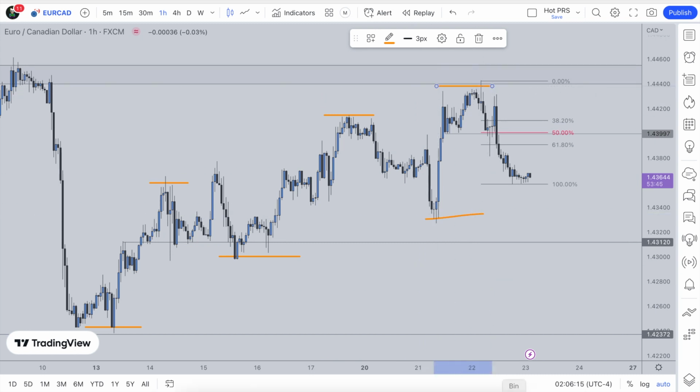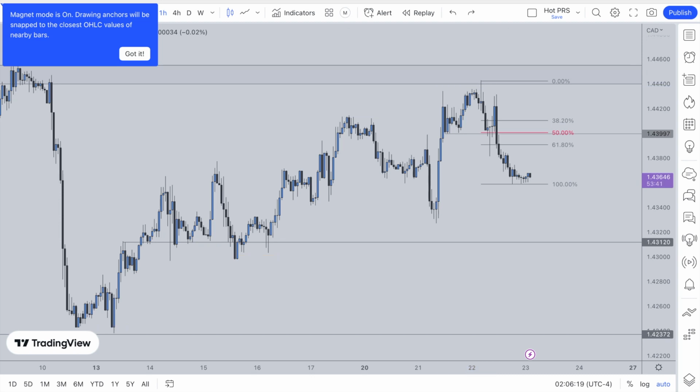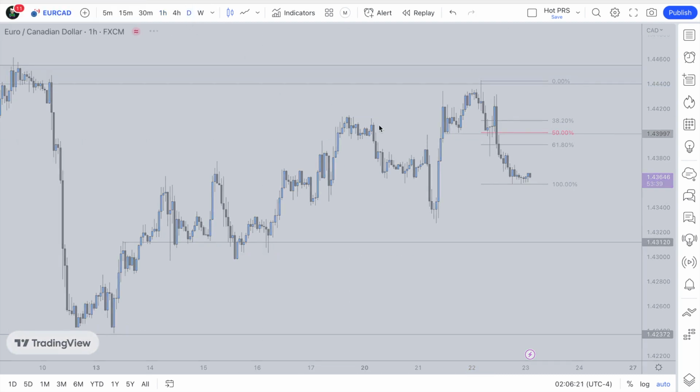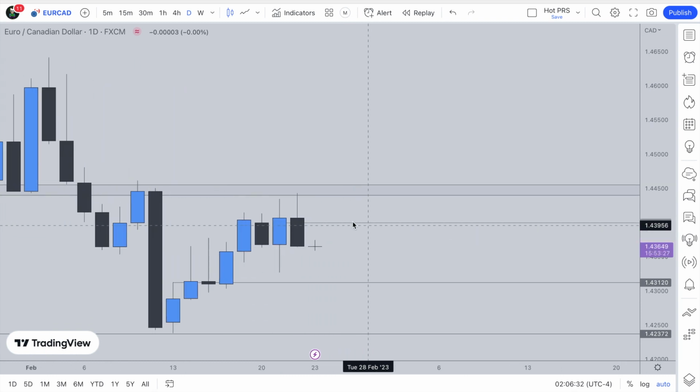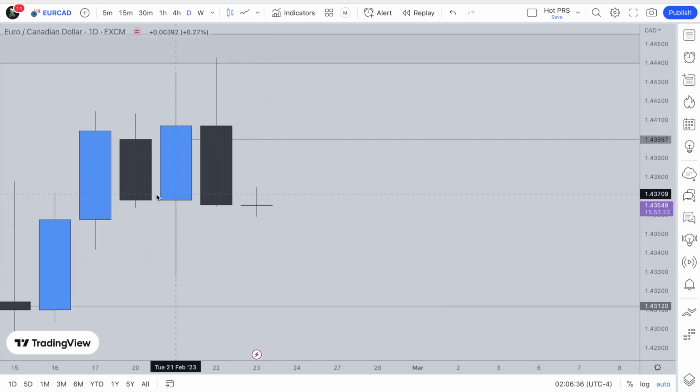But what I want you guys to pay attention to is the daily time frame. On the daily time frame, we see that we had this daily candle close beneath these two previous daily candles. We had this bearish candle, a bullish candle, and now this bearish candle has closed beneath those two previous candles, right?